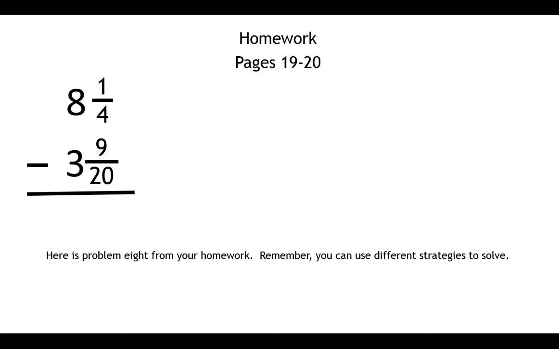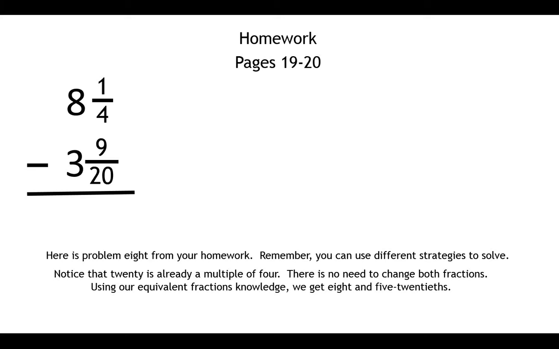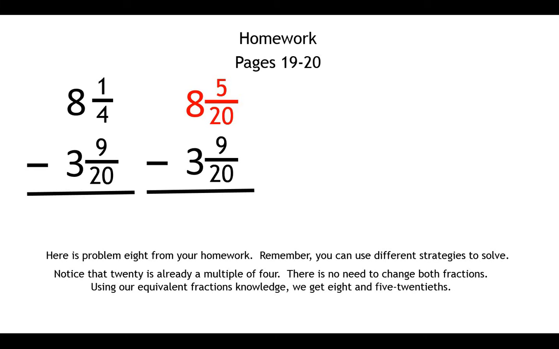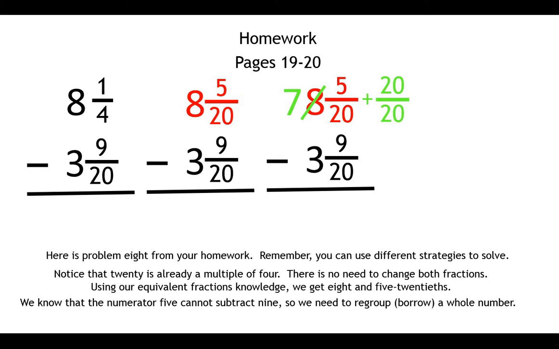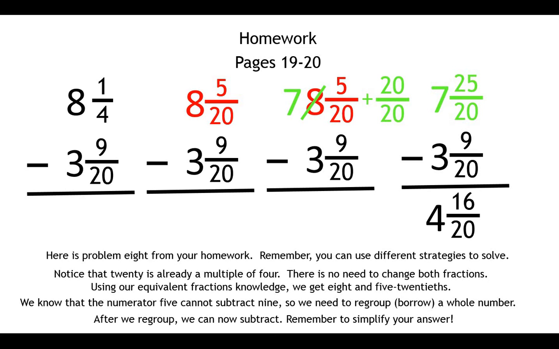Let's take a look at problem number 8 from your homework. Remember, you can use different strategies to solve. Notice that 20 is already a multiple of 4. There is no need to change both fractions. Using our equivalent fractions knowledge, we get 8 and 5/20. We know that the numerator 5 cannot subtract 9, so we need to regroup or borrow a whole number. After we regroup, we can now subtract. Remember to simplify your answer.